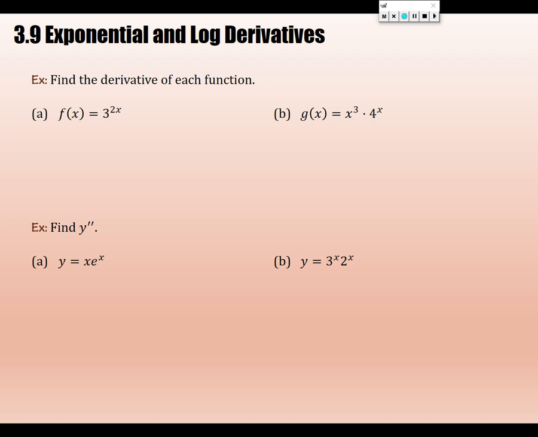But it's chain rule, so you have to multiply. No, 3 to 2x. 3 to 2x is 9 to the x. It's right, 9 to the x.